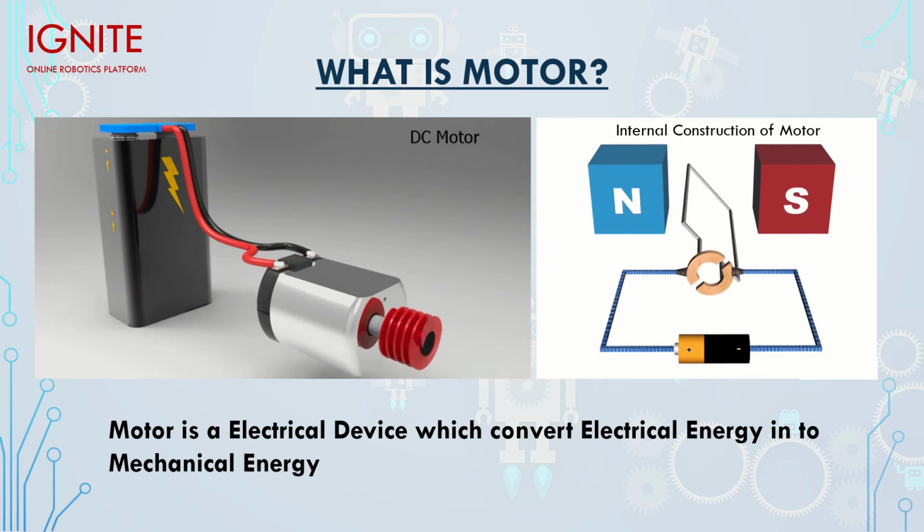So what is a motor? A motor is an electrical device which converts electrical energy into mechanical energy. Basically, we are providing electrical energy, and the motor converts that electrical energy into mechanical energy. This definition is easy to understand, but there are many words which are not clear and which we should discuss more in depth.